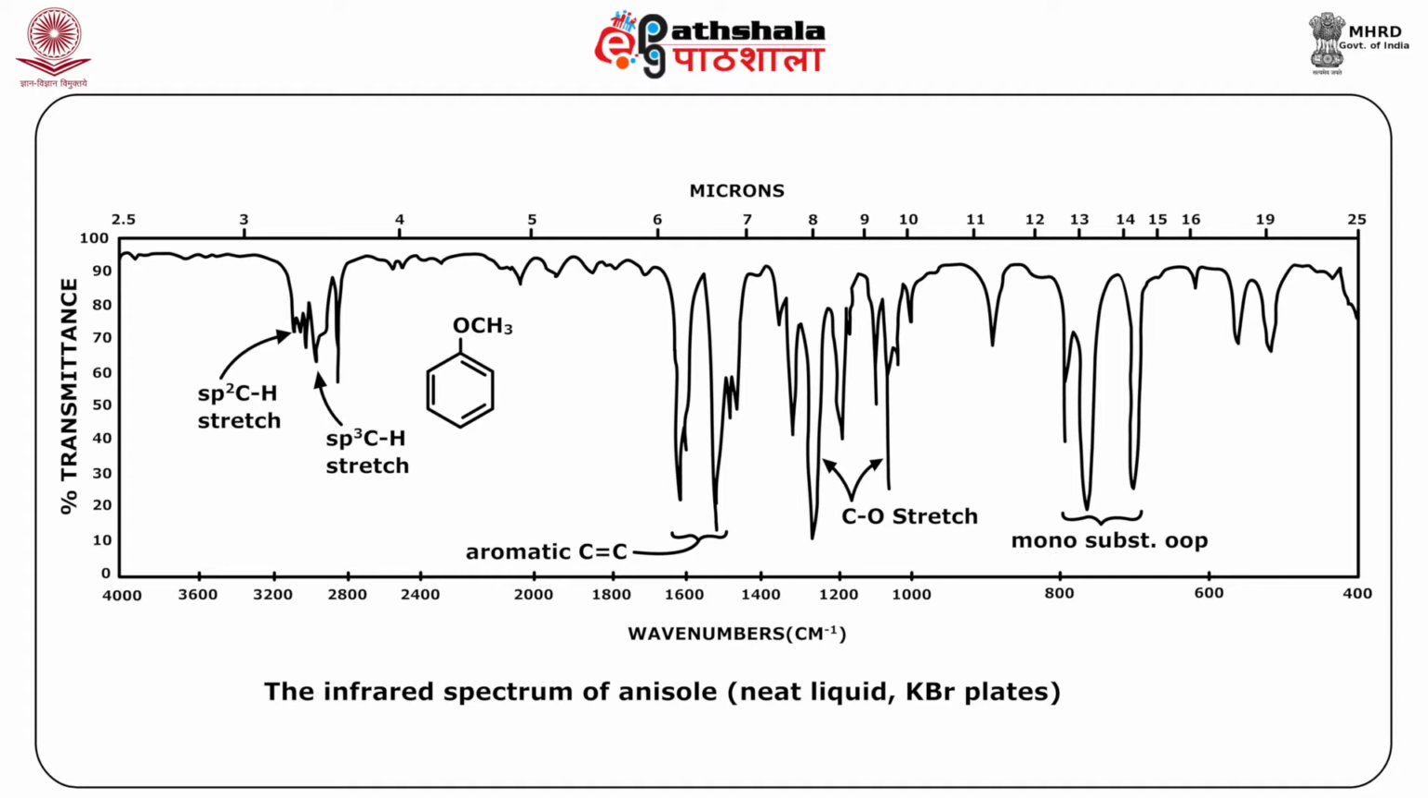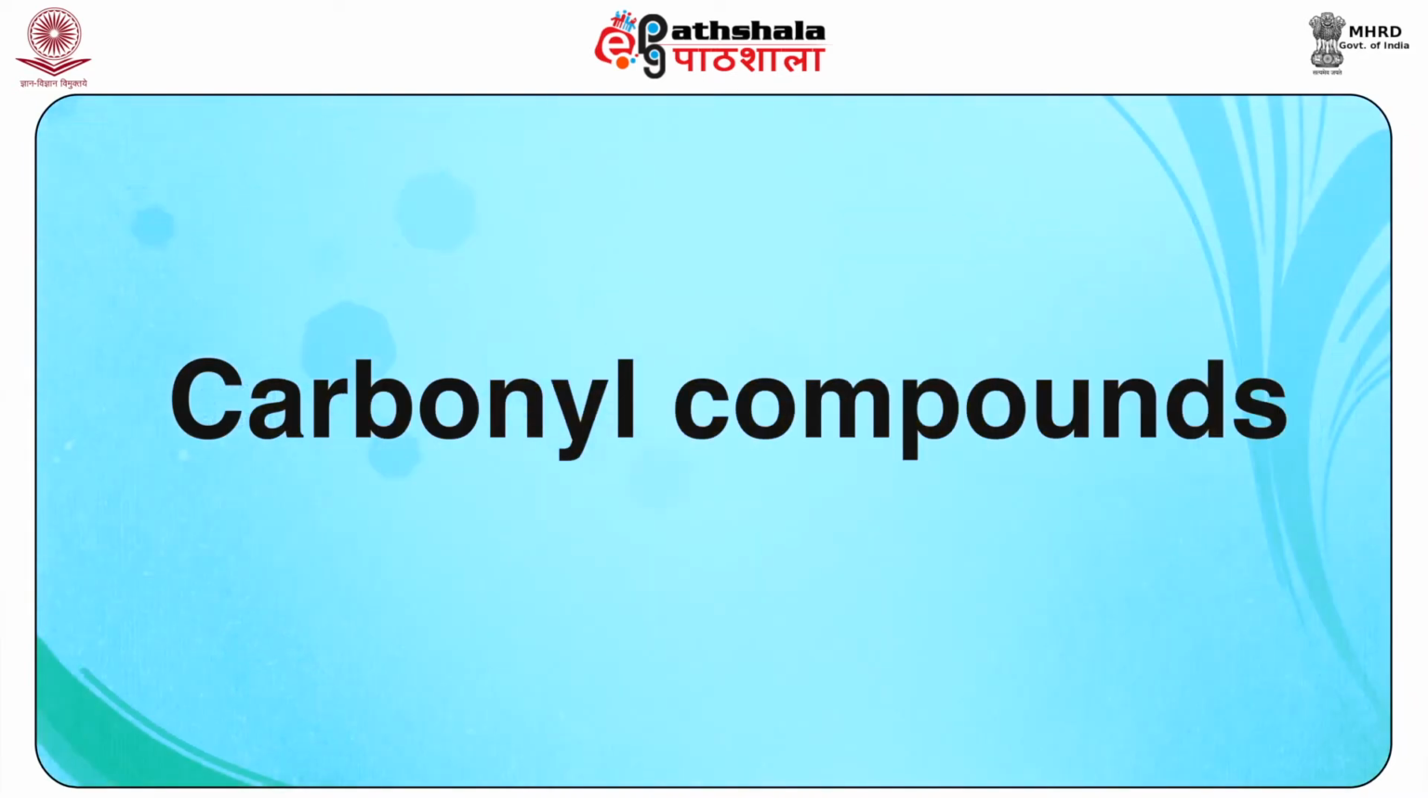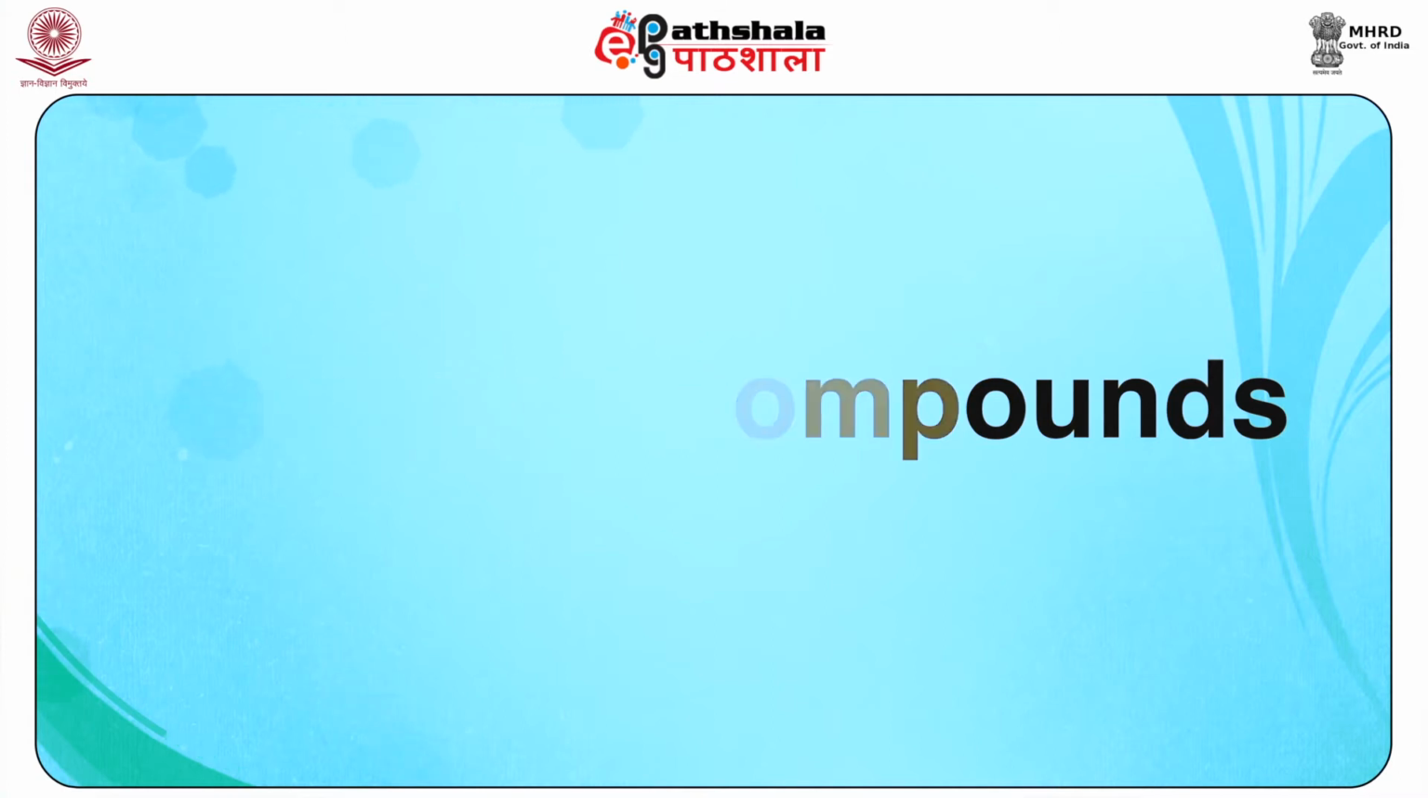Cyclic ethers show a C-O stretching band over a broad range of 1250 to 900 cm⁻¹. Now this can be clearly seen in the infrared spectrum which is shown here, which belongs to anisole, taking into account the resonance effect of the ethers, which is done as a neat liquid in KBr plates. Let us now come to a broad class of carbonyl compounds and learn about their stretching frequencies.